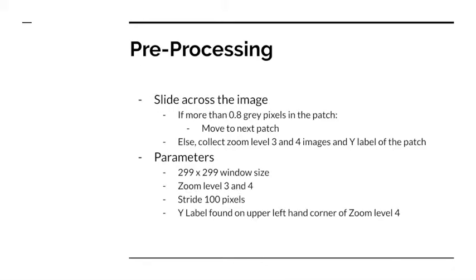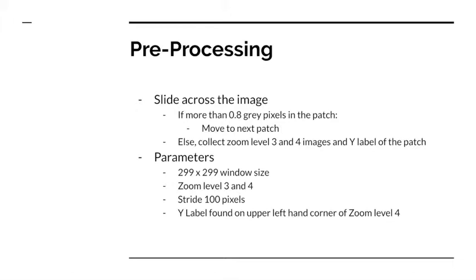A little bit about how we pre-process data. We would slide across the image. If there was more than 80% gray pixels in any given patch, then we would move on to the next patch and disregard it. Or else we would collect the zoom level 3 and 4 images and also the Y label of the patch. As you can see below, the parameters we use are a 299 by 299 window size, zoom level 3 and 4, and we'd also stride 100 pixels, that's how much we move every time we slide across the image. And the Y label needs a little bit of explaining.